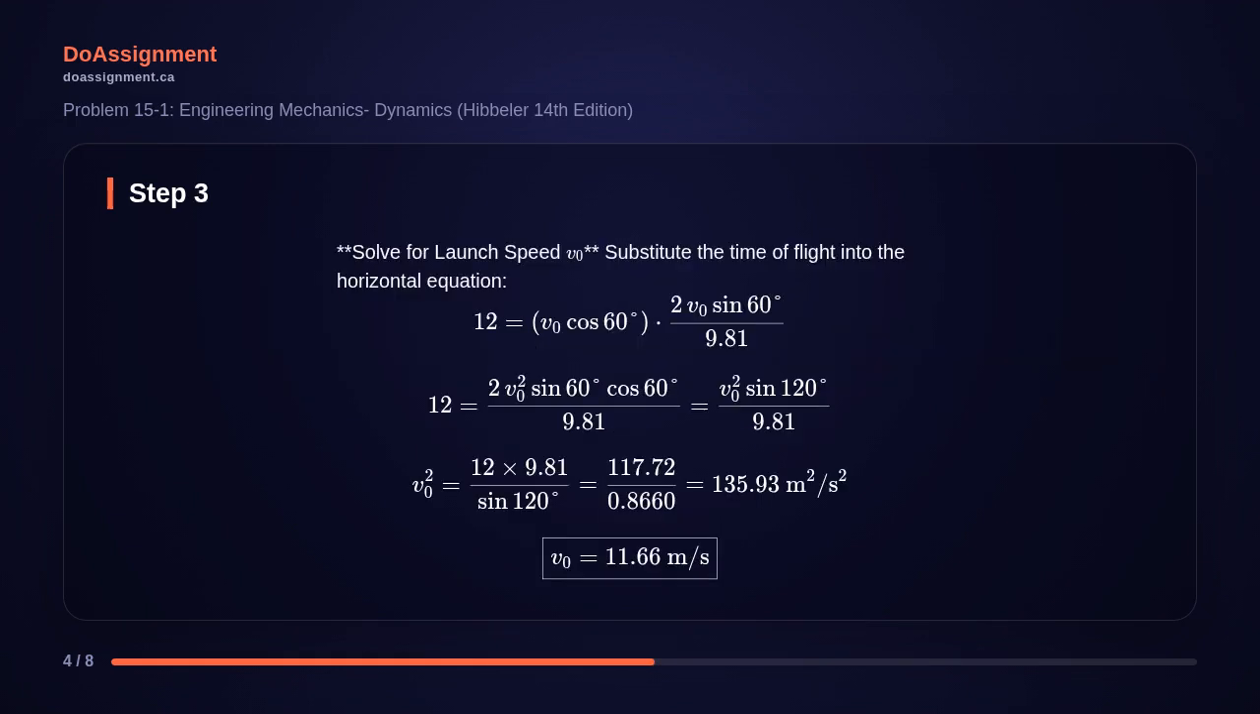Substituting the time of flight into the horizontal range equation and using the identity 2 sine 60 cosine 60 equals sine 120, we solve for v0 squared. Dividing 12 times 9.81 by sine of 120 degrees gives 135.93, so v0 equals 11.66 meters per second.